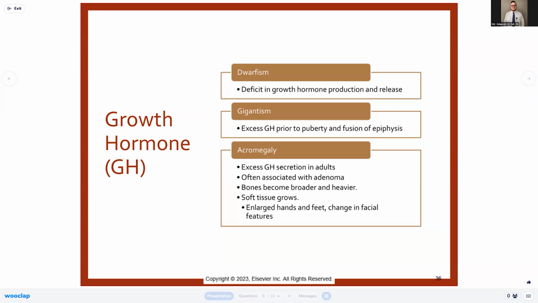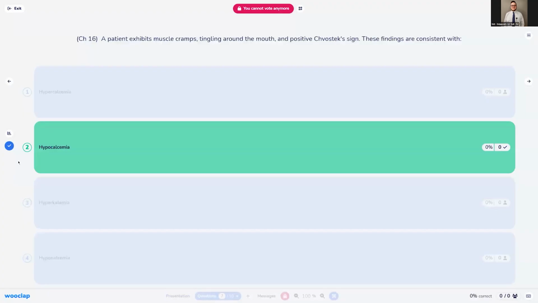And one other condition associated with gigantism is called acromegaly. Acromegaly is excess growth hormone, usually in adults, associated with that adenoma tumor. Bones become broader, heavier, more dense. They also have bone or calcification of soft tissues around the feet, face, jaw, hands. Sometimes gigantism sufferers develop acromegaly after the fact, where they basically have excess levels of growth hormone into adulthood.